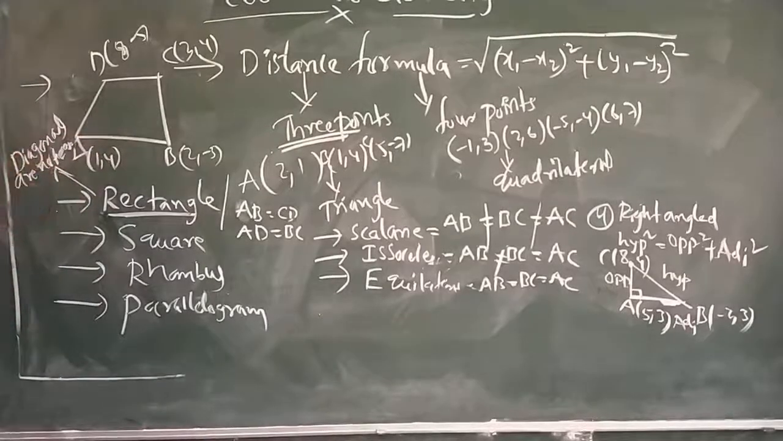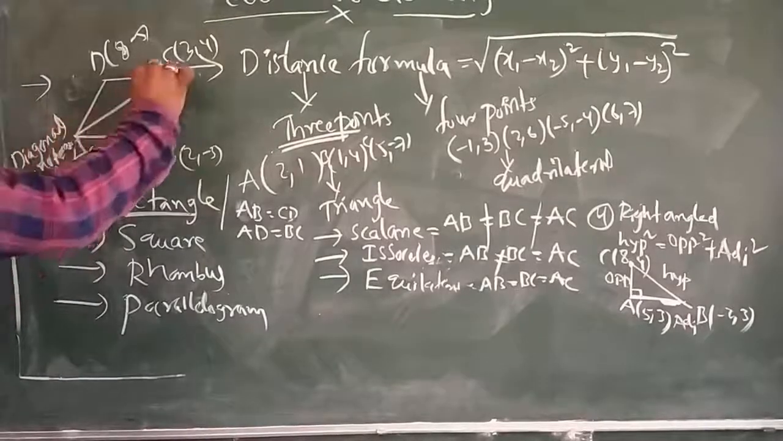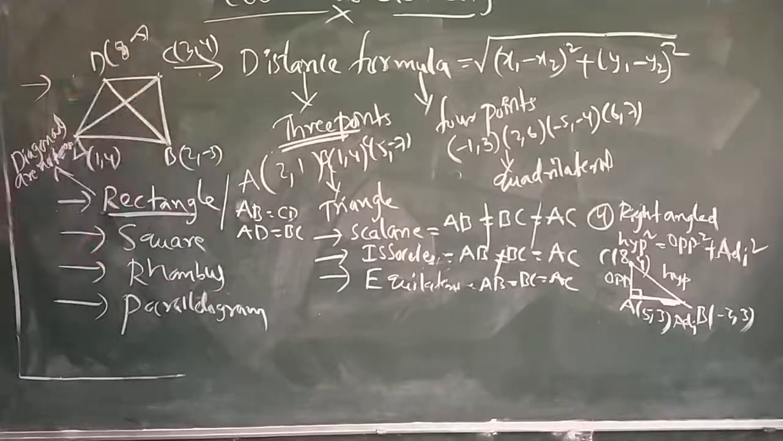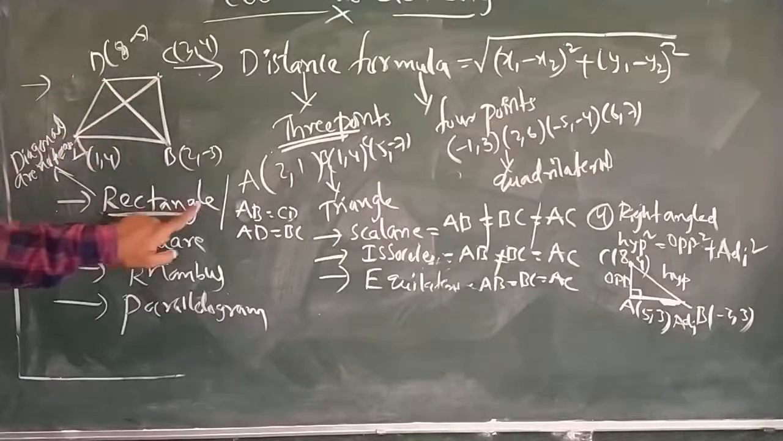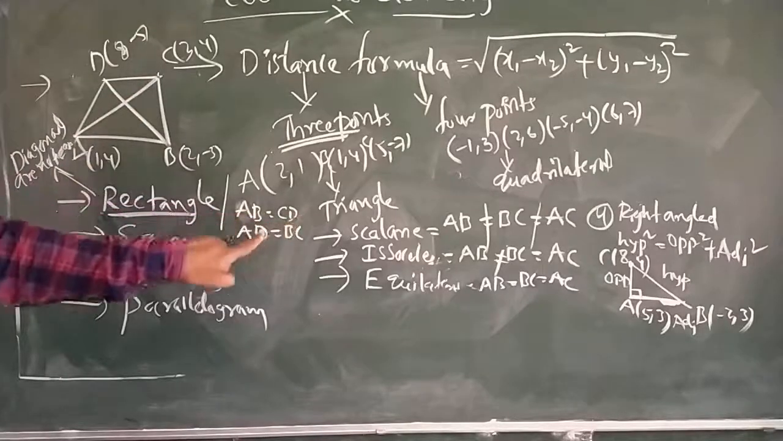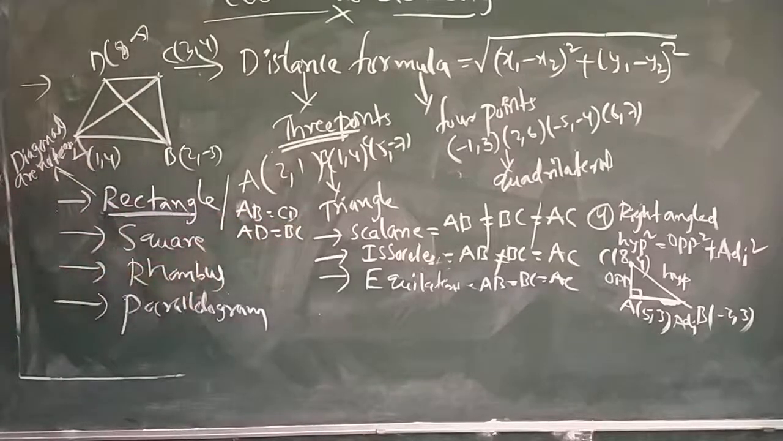Diagonals are not equal means the AC distance and BD distance should not be equal. Then only I can say that it is a rectangle. So for a rectangle, I have to prove AB is equal to CD, AD is equal to BC, and the diagonals should not be equal. That means the AC answer and BD answer should not be equal. So that is the condition for a rectangle.